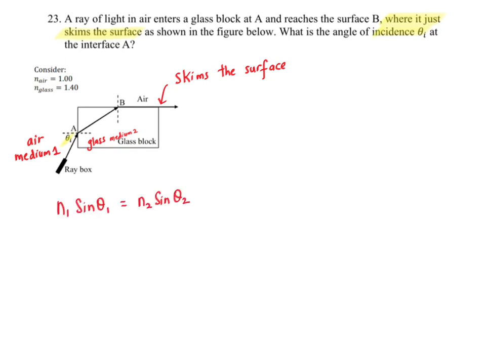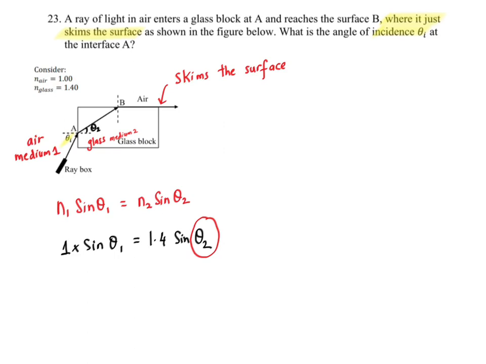Snell's law, n1 sine theta 1 equal n2 sine theta 2. We substitute n1 as 1 because air has a refractive index of 1. Sine theta 1, we don't know what theta 1 is. n2, which is glass, is given as refractive index 1.4 times sine theta 2. But we are stuck because we don't know the value of theta 2. So let's label it on the diagram so we can see where theta 2 is.